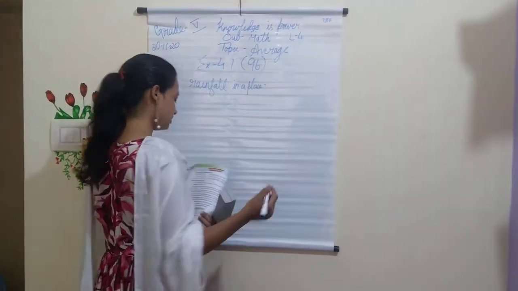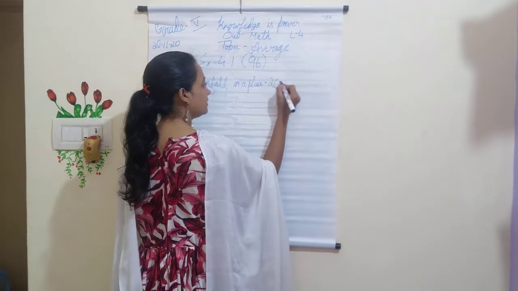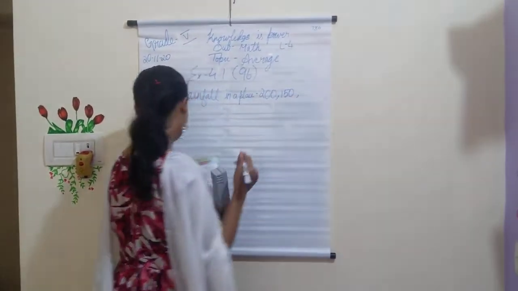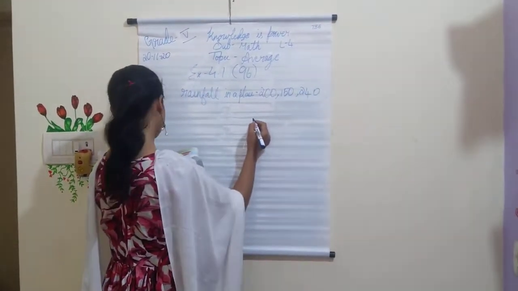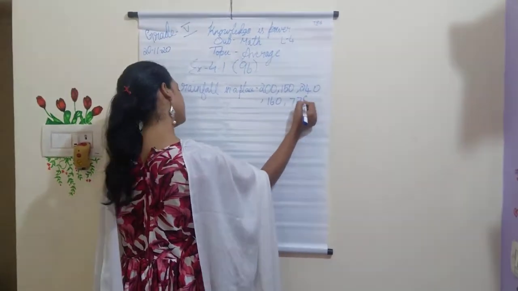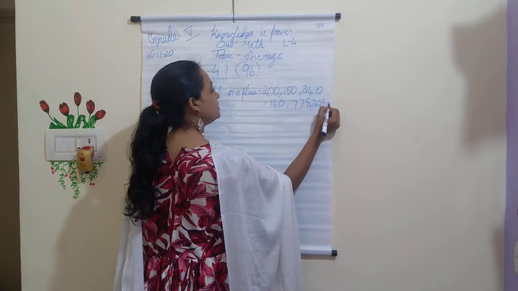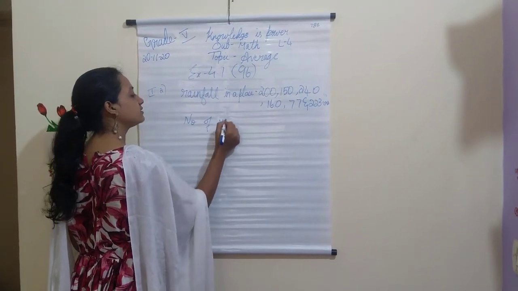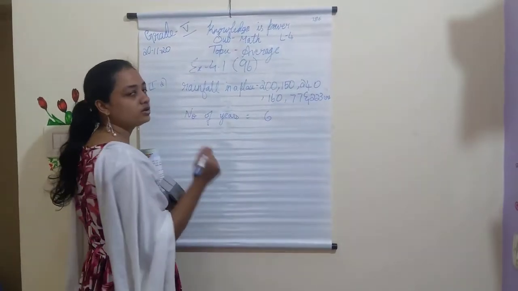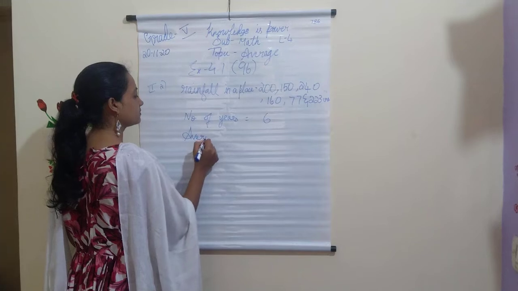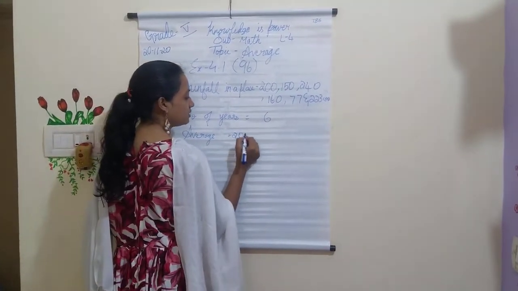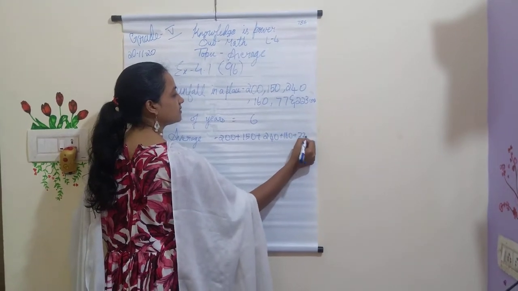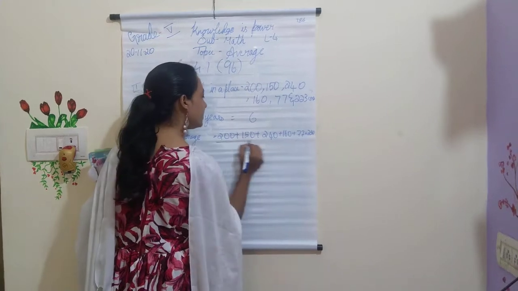So what are the numbers they have given here? There are 6 numbers, that is 200, 150, 240, 160, 77 and 223 centimeters. This is the rainfall in a place for how many years? Number of years. In 6 years. 6 consecutive years. Now let's find the average. So we have to add all the numbers. Write down the 6 numbers, plus 230. Divide it by 6.